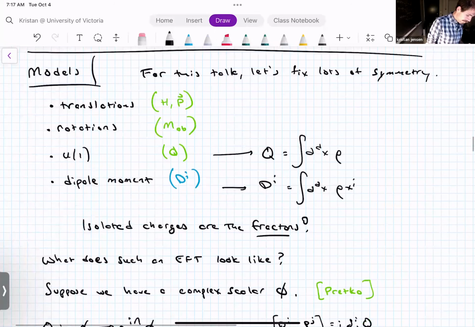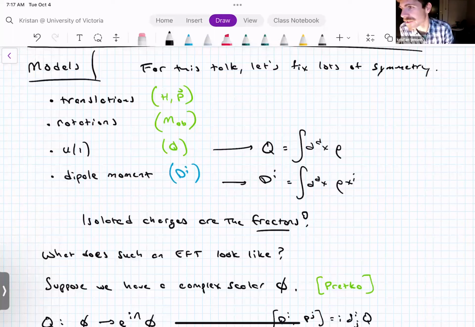So for this talk, we're going to fix a lot of symmetry. That's what we usually do. You start with more symmetry, even if it's N equals 4, and you slowly reduce the amount of symmetry. Start with the most and then work back. So the models I'm going to consider today have a translation symmetry. There's a time translation generated by a Hamiltonian. There's spatial translations generated by momenta. There are rotations. There's a U(1) charge. And instead of a subsystem symmetry, my exotic symmetry that I'm going to enforce is a conserved dipole moment.